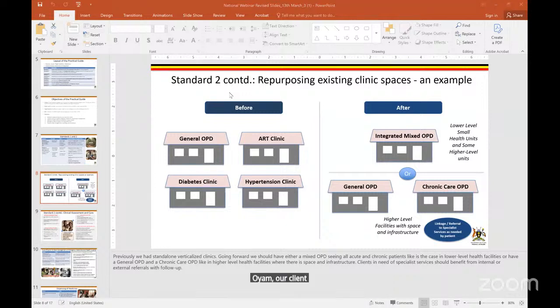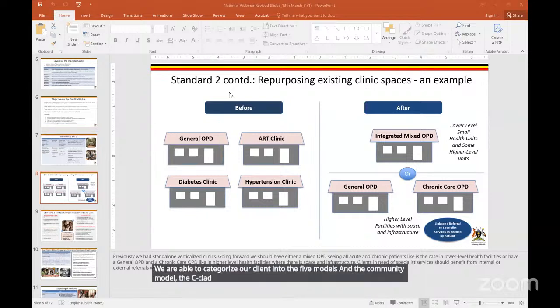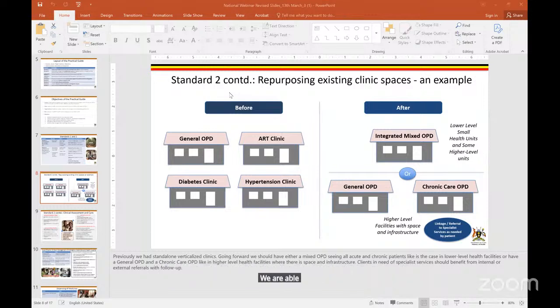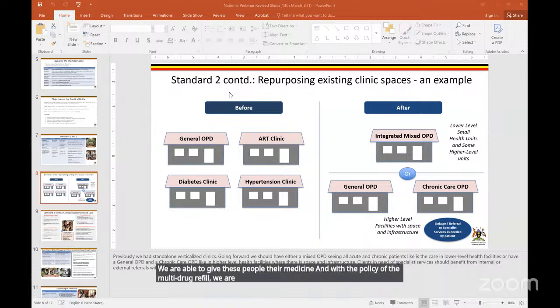Our suppression rate is at 95%. Under the DSD model, we are able to categorize our clients into the five models. With the community models, the CCLAD and the CDDP, we are able to give people their medicine, and with the policy of multi-month drug refill, we are able to give them for six months. The six-month drug refill is making our ART clinic decongested. And the fast-track drug refill, we are also giving for six months.